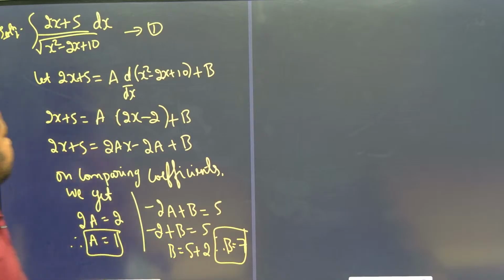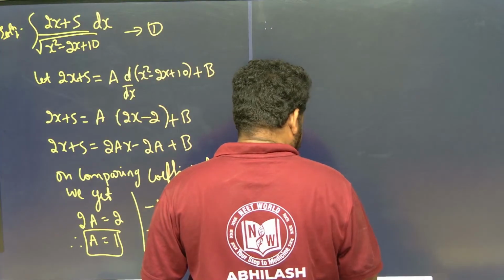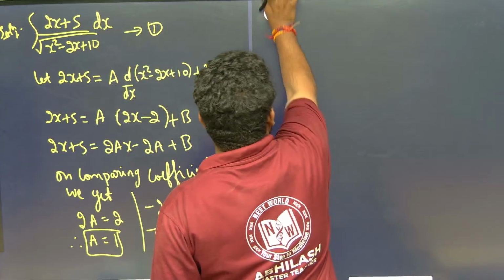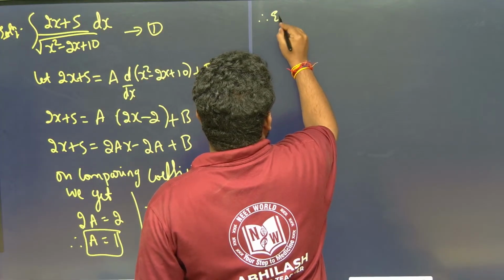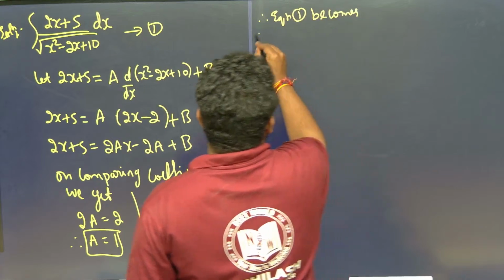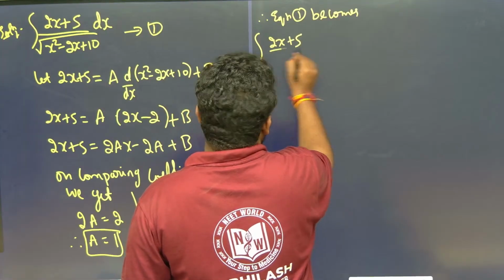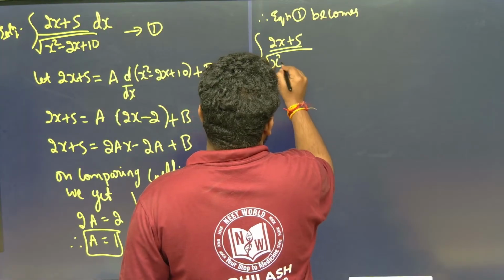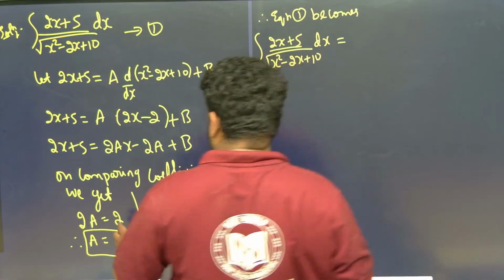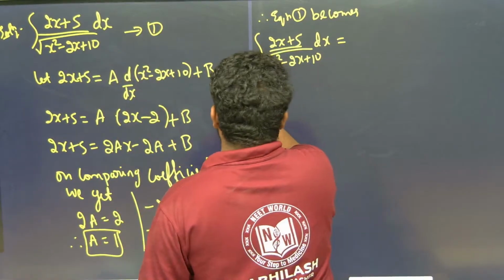Let us put these values here. Therefore equation 1 becomes, okay, equation 1 becomes integral of 2x plus 5 divided by square root of x square minus 2x plus 10 dx will be equal to, numerator we have to put the value. A value is 1. Okay. So let this be equation 2.